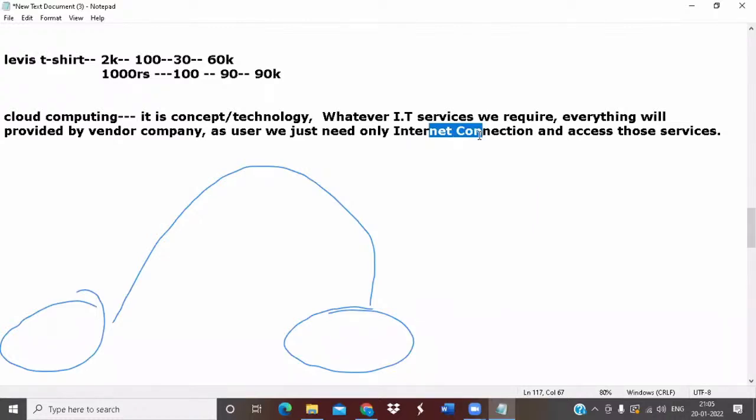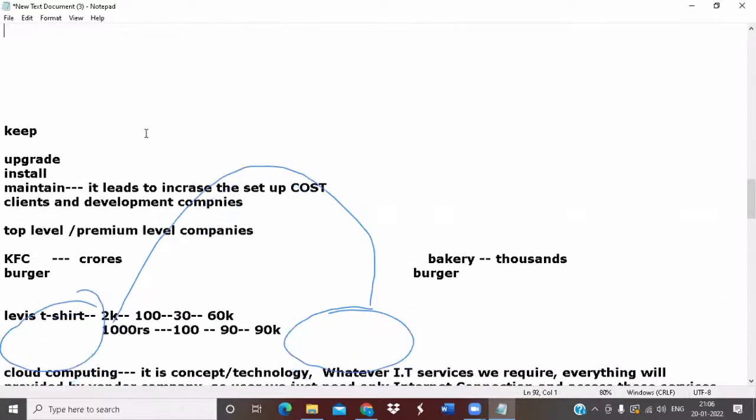Remember, all of you, just now somebody asked before I started the session today. Here also, the only thing you require is an internet connection. If we have the internet connection, every service is provided by whom? The vendor company. In the traditional system in the olden days, both clients and development companies had to upgrade the software on their own, install the software on their own, and maintain the software on their own.